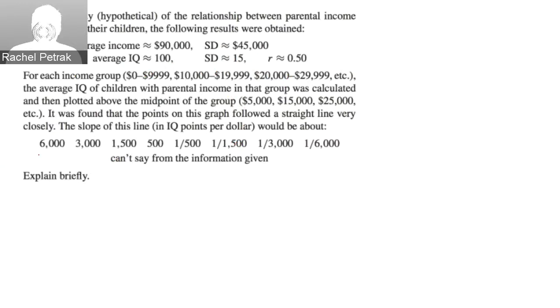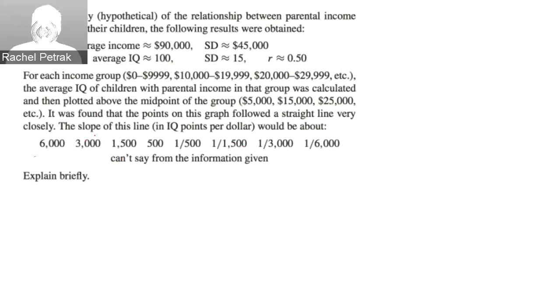For each income group, the average IQ of children with parental income in that group was calculated and then plotted above the midpoint of the group. It was found that the points on this graph followed a straight line very closely. The slope of the line in IQ points per dollar, quite a unit, and we've got several options here.